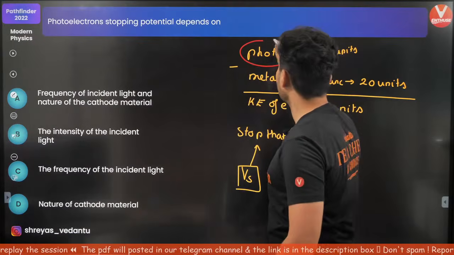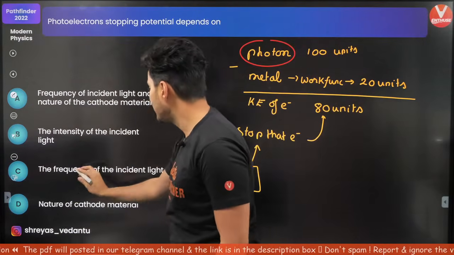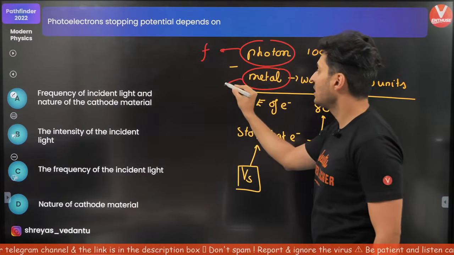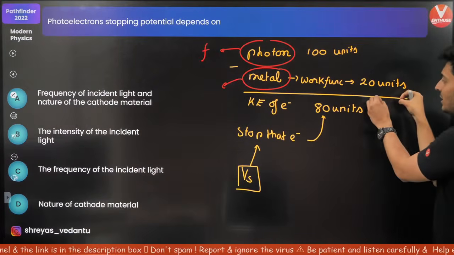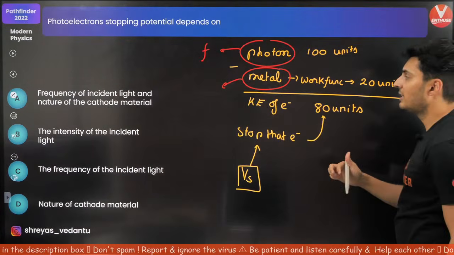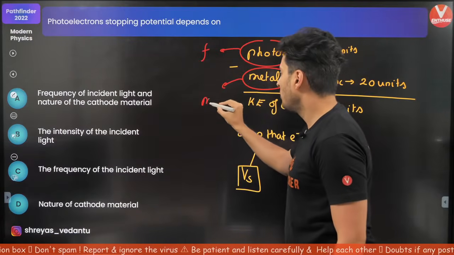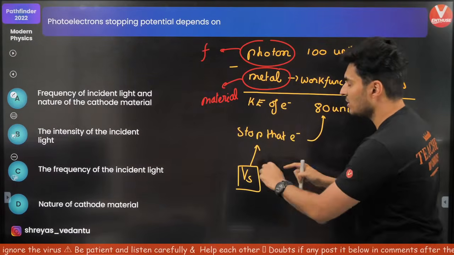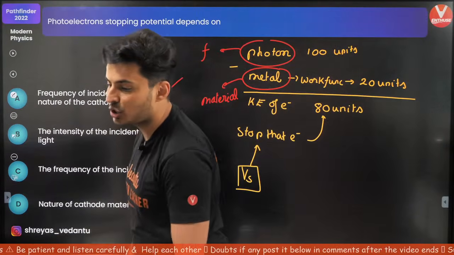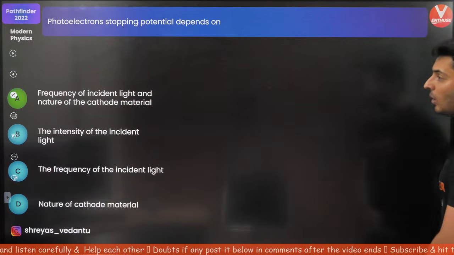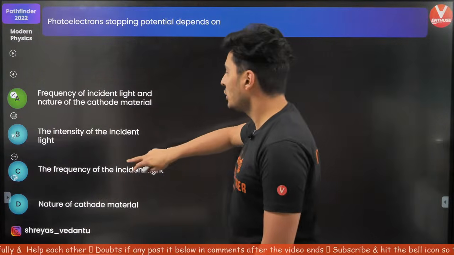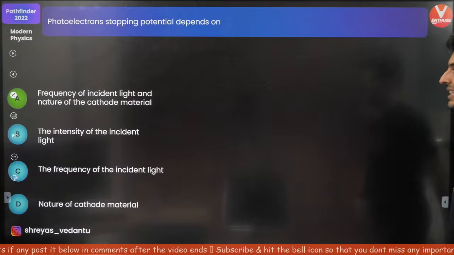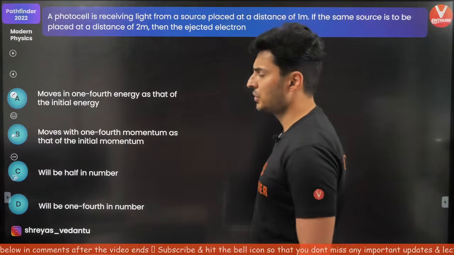So photon means it depends on the frequency, definitely. And it also depends on the metallic surface. If the metallic surface had less work function, maybe 10 units, there would be more energy available. That means it depends on the material. So the availability over here decides how much will be the stopping potential. Hence I believe option A should be correct. Both things are needed, not just frequency, not just nature, both nature and frequency. I hope this logic is very, very clear. Moving on to the next question.